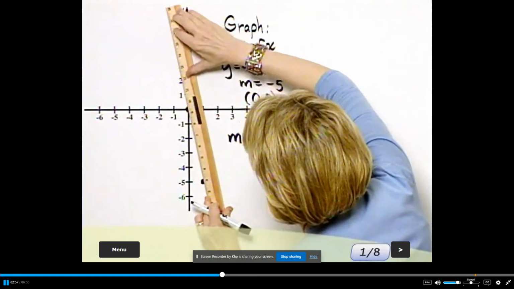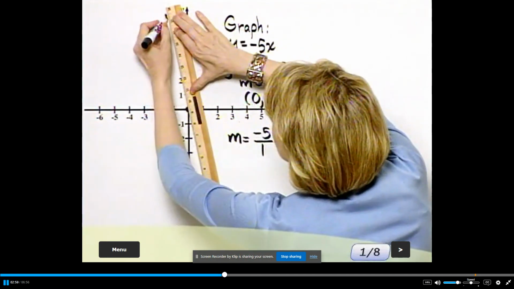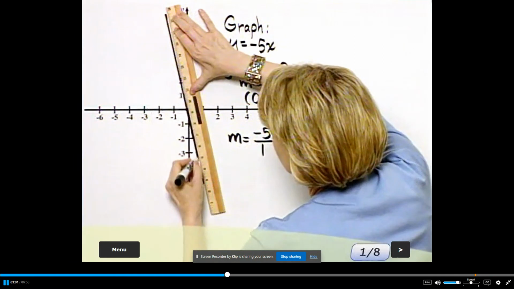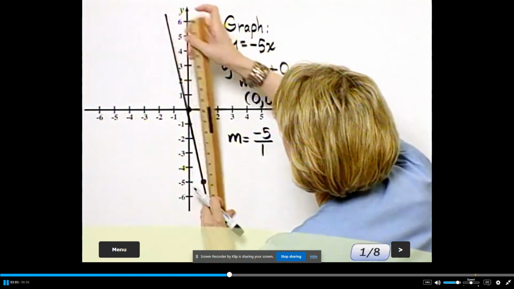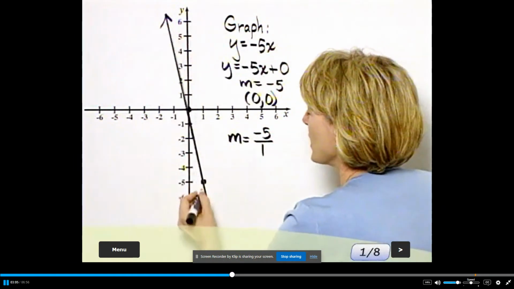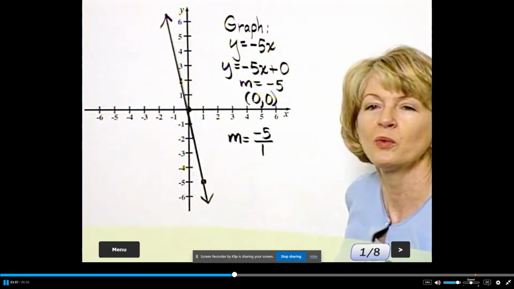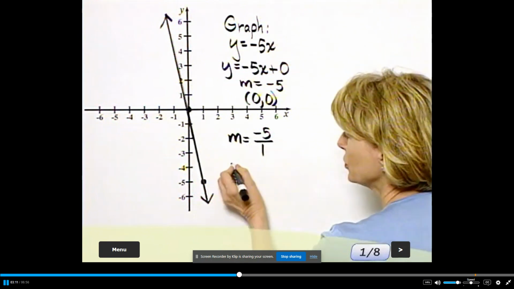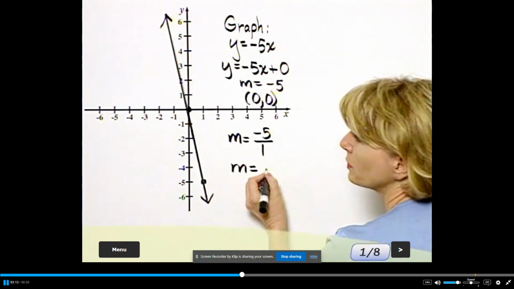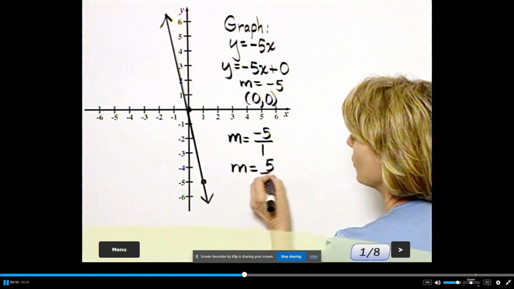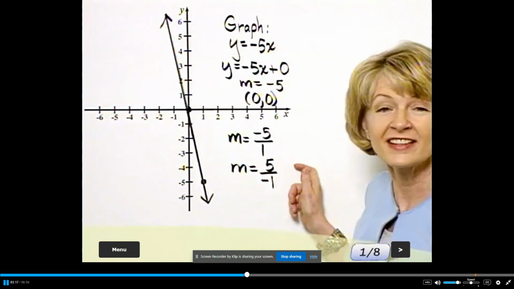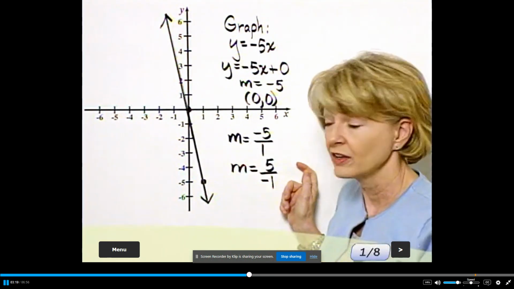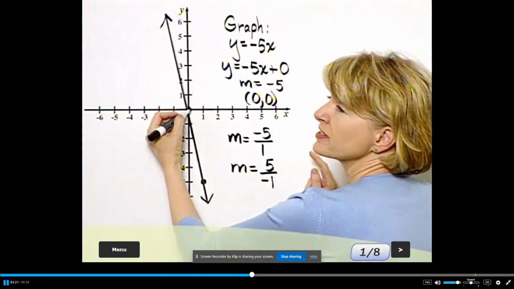All right, so here it is. And there's the graph. Now, by the way, you may be wondering, well, what if I didn't write it as negative 5 over 1? In other words, you could have also thought of the slope as, say, 5 over negative 1. That's also negative 5. You could have done that and you would still be okay.